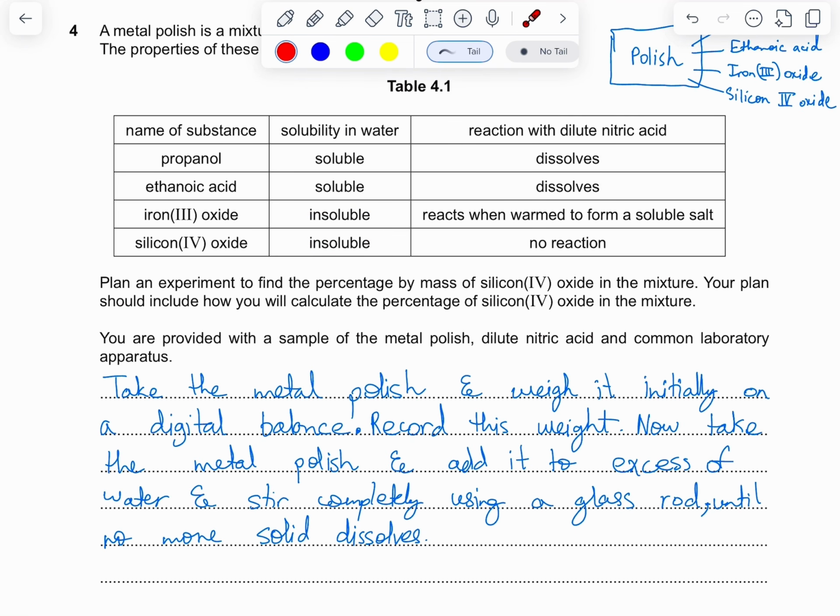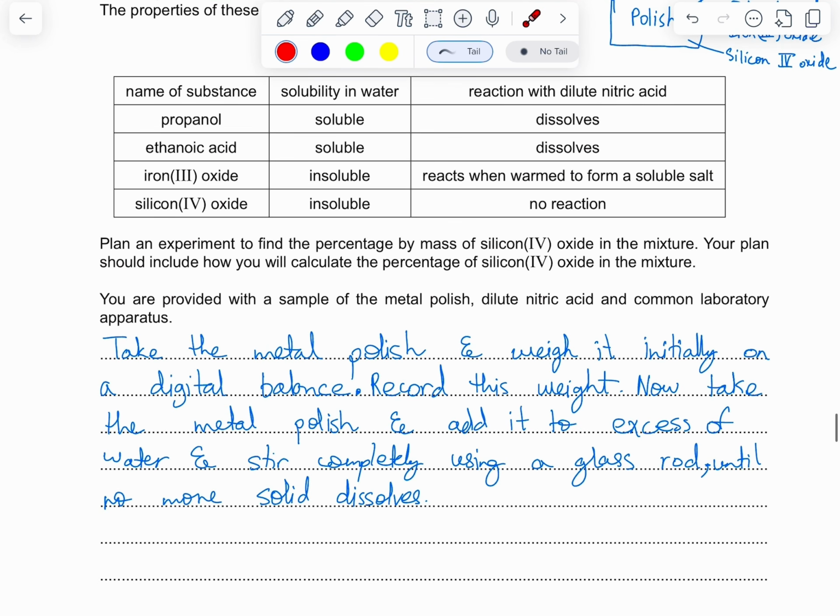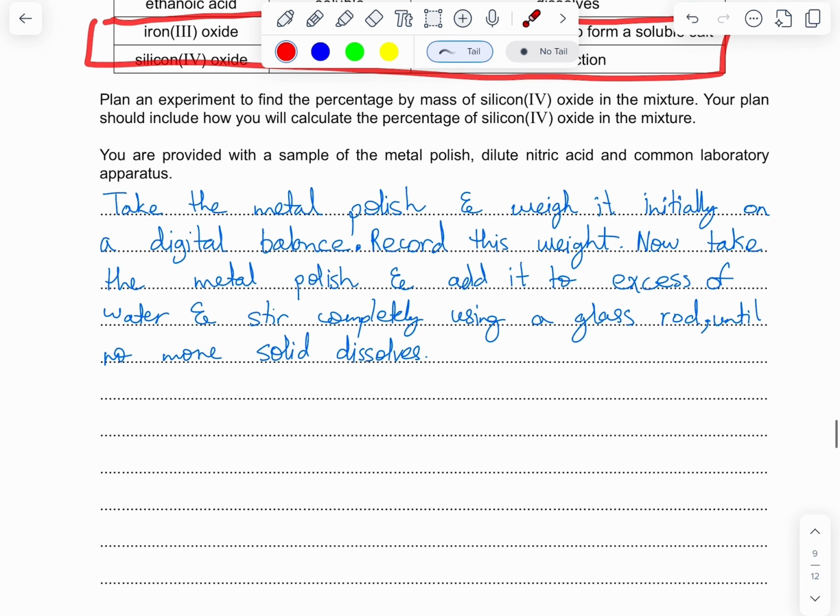And which one do you want to measure? You want to measure silicon oxide. So you basically want to extract all the silicon oxide out of the whole thing. So this is a question about separation and purification. So you've used water, a suitable solvent, to remove half the things from the system, right? Now you are going to take the iron 3 oxide and silicon 4 oxide. How are you going to filter it?